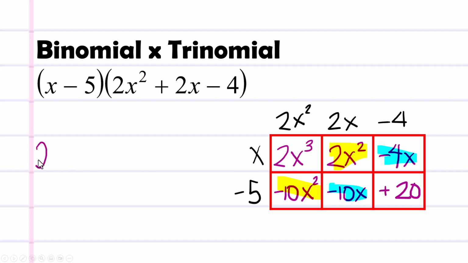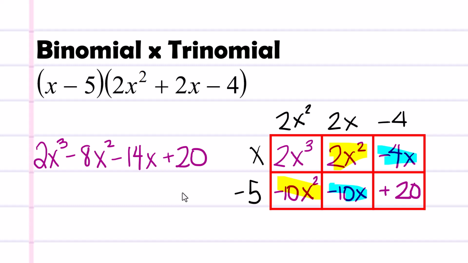2x cubed first, because that has the highest degree. Combine your x squareds, that has to come next. So you have a positive 2x squared and a minus 10x squared, that's going to be a minus 8x squared. Combine your x terms, that's going to be a minus 14x. And then you have a plus 20.